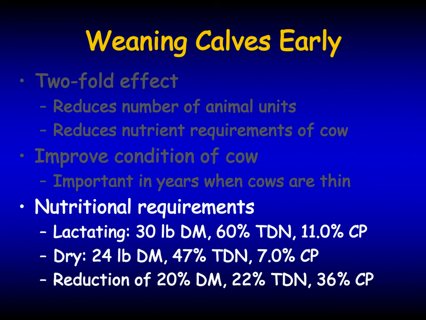And there's a lot here, but what I want you to focus on is this last line. When we pull those calves off, we reduce the dry matter requirement of those cows by 20%. We reduce the total digestible nutrients, or the energy requirements, by 22%, and we reduce the protein requirements by 36%. Just by removing that calf. So this can be a viable strategy. Not ideal, but sometimes decisions we have to make during a drought are not always ideal.